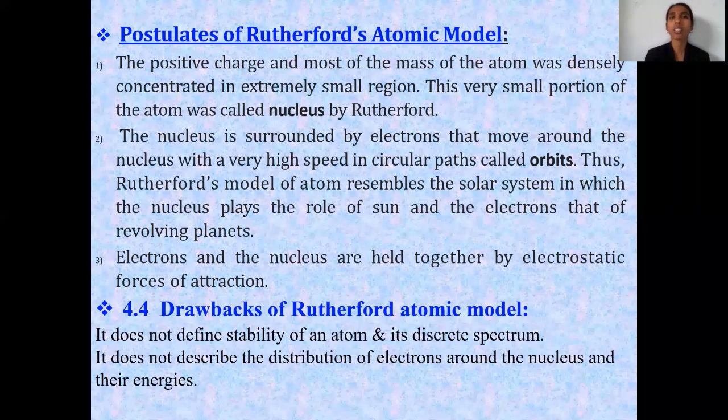So first postulate is that the positive charge and most of the mass of the atom was densely concentrated in an extremely small region. This very small portion of the atom was called a nucleus by Rutherford. Then second postulate is that the nucleus is surrounded by electrons that move around the nucleus with a very high speed in a circular path called an orbit. And thus Rutherford's model of an atom resembles the solar system in which the nucleus plays the role of the sun and the electrons that of the revolving planets.